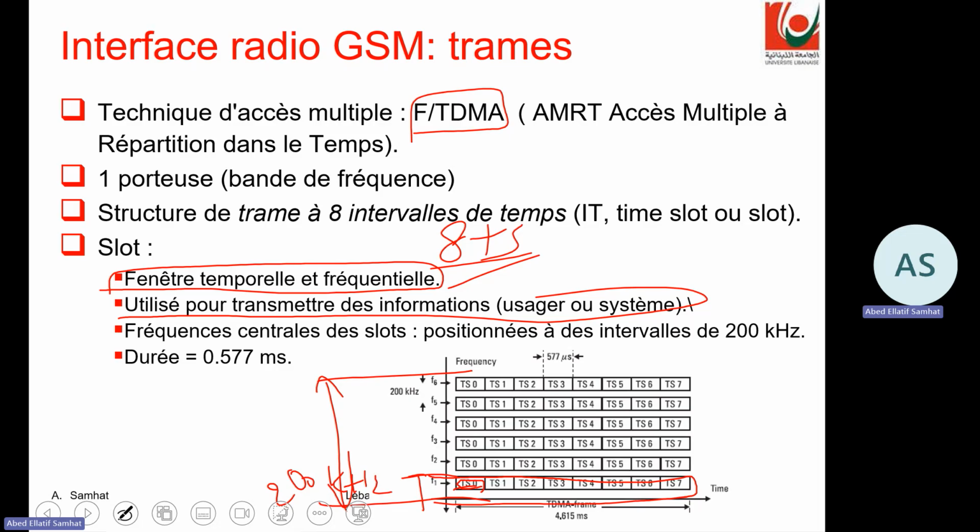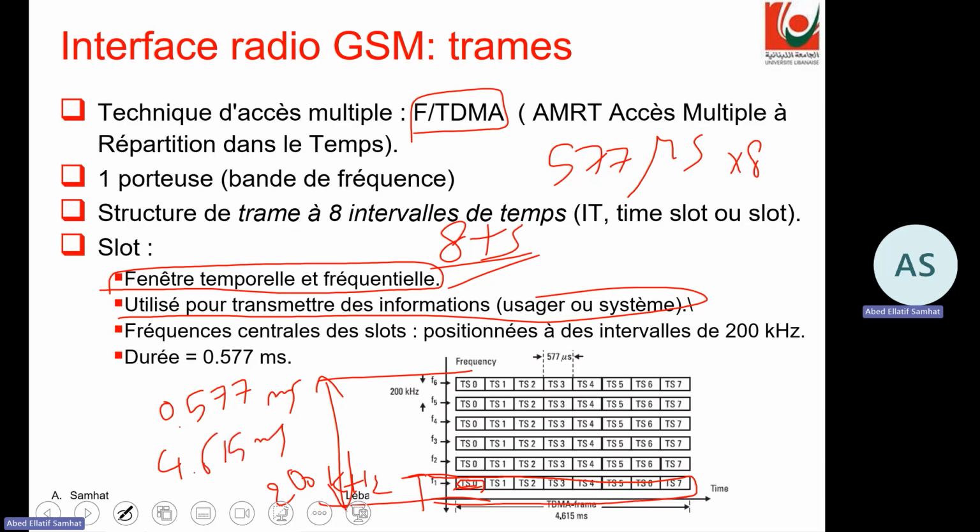And what's the duration of a slot? The duration of a slot is 0.577 millisecond, which means 577 microseconds. If we multiply this by 8, we have the duration of the frame, which is 4.615 milliseconds.